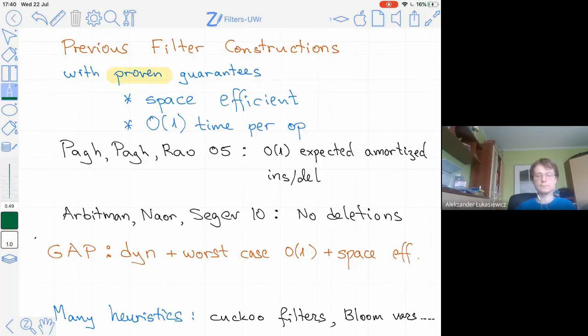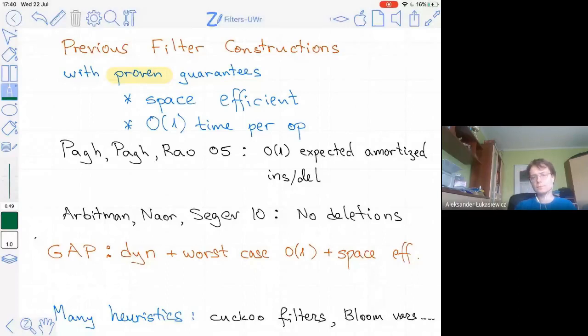What about filters? What can I tell you about filters? What works in the world of filters? So Pagh, Pagh and Rao in 2005 designed a filter which is space efficient, but insertions and deletions are not constant time in the worst case. They are expected amortized constant. And Aumüller and Segev in 2010 do not support deletions. So they're only in the incremental setting, not in the dynamic setting. So the gap was achieving all these things together: space efficiency, worst case constant time, and supporting deletions.